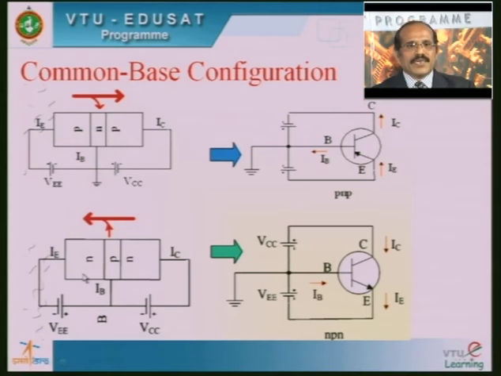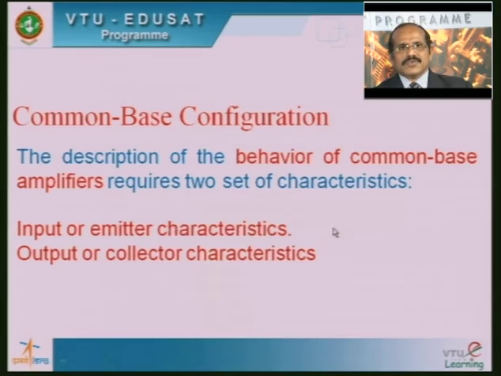Similarly, in case of NPN, the emitter base junction is forward biased by connecting the N layer, that is the emitter layer, to the negative terminal of VE with reference to the base. On the other side, the collector, that is the extreme right N layer, is connected to the positive terminal of VCC with reference to the base, and therefore it is reverse biased. That is what can be seen here in this common base configuration symbolic notation.